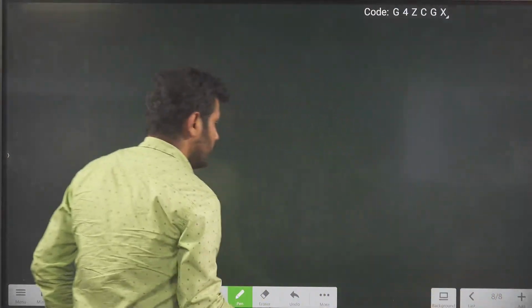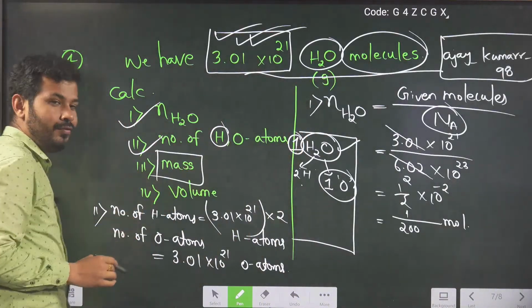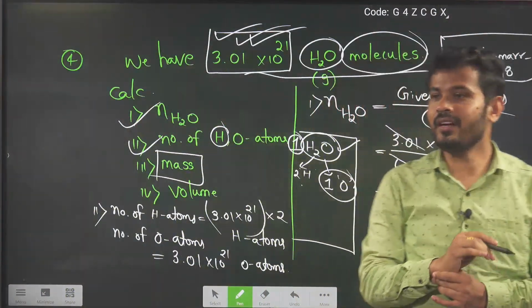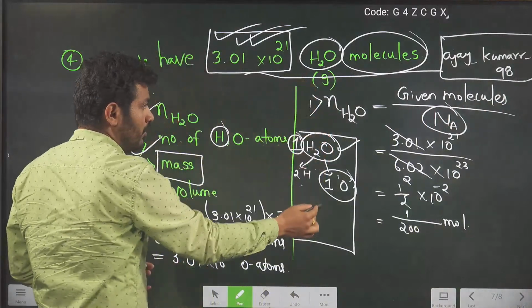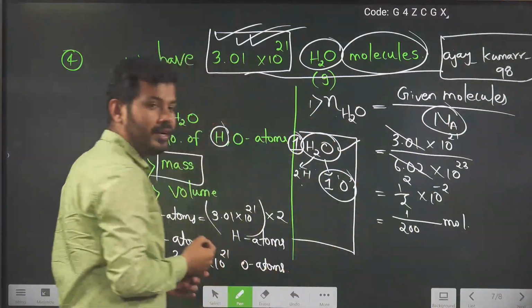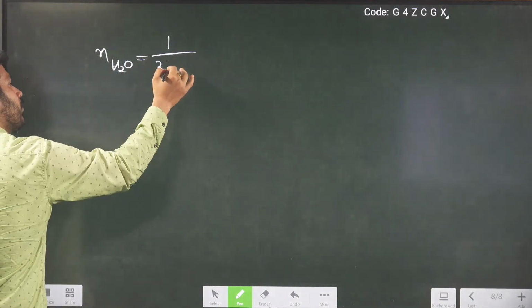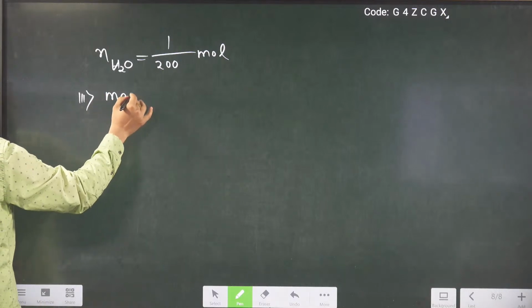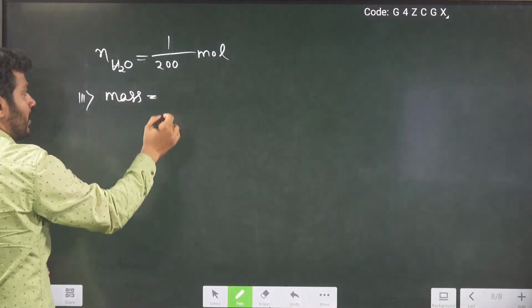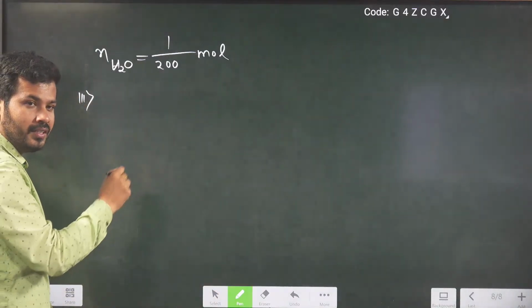Okay, very good. Third part we will now go for. What is the third part? The mass of the sample we are going to calculate. And if you remember, whatever things they are asking, we can calculate from the number of moles. So we have the number of moles of H2O. In the last question we calculated 1 by 200 moles. Now for the third part, mass of the sample, you can try to solve it in the unitary method as well. I hope the unitary method is easier for us.